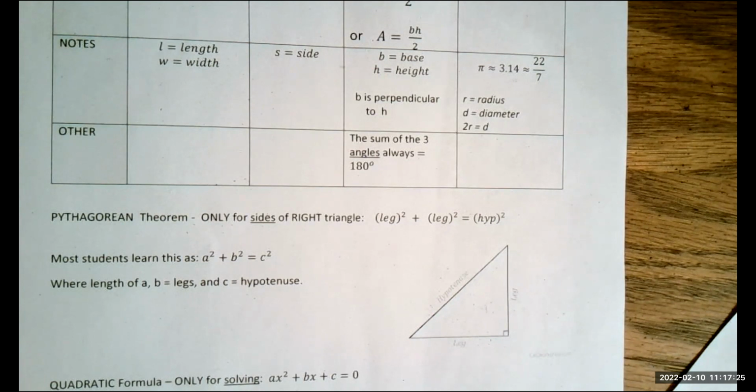This is called the Pythagorean theorem, or some of you learned it as the Pythagorean formula. It's really important. It is only good for the sides of a right triangle. The word right means it's got a 90 degree angle in it. Now, when I taught geometry 9 billion years ago in high school, I never, ever let my students say a squared plus b squared equals c squared. I never did.